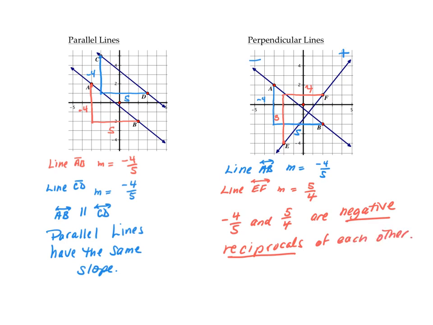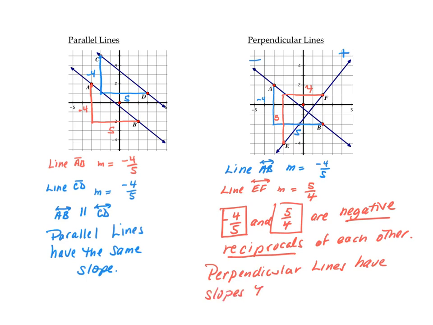What that means in a practical sense is that you take one fraction and you flip it over, that's the reciprocal, but one of your fractions is negative, the other one is positive. So we say that perpendicular lines have slopes that are negative reciprocals.